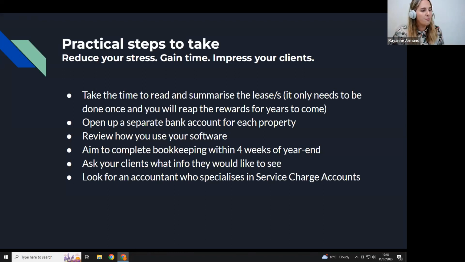The fourth point here is to aim to complete your bookkeeping within 4 weeks of the year end. Now, I know you're busy and a lot happens, but it's incredible the amount of time you can save by actually just doing the bookkeeping and having everything ready on a timely basis.